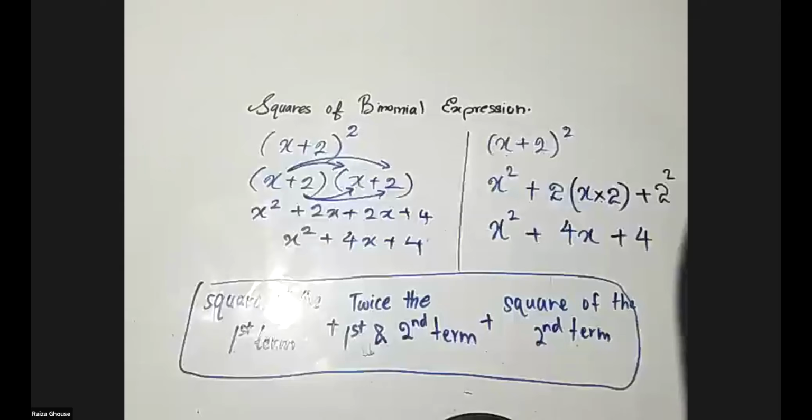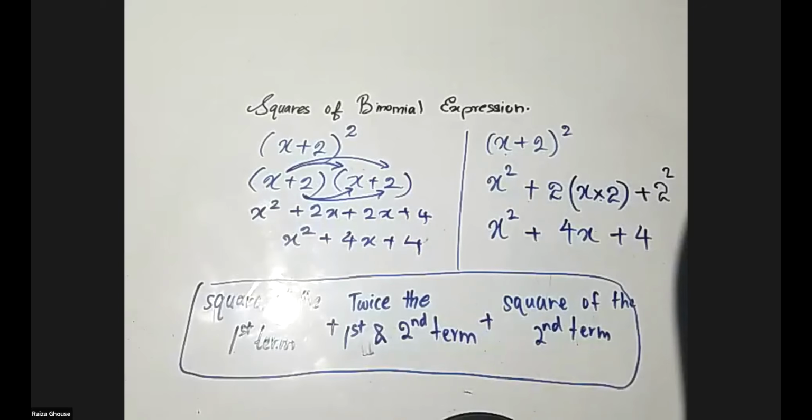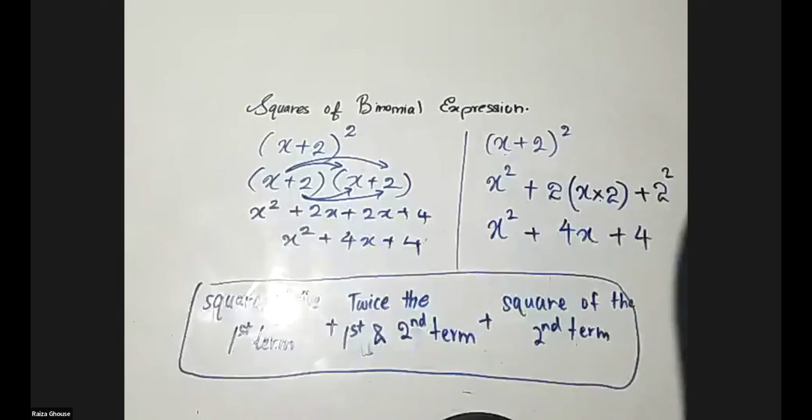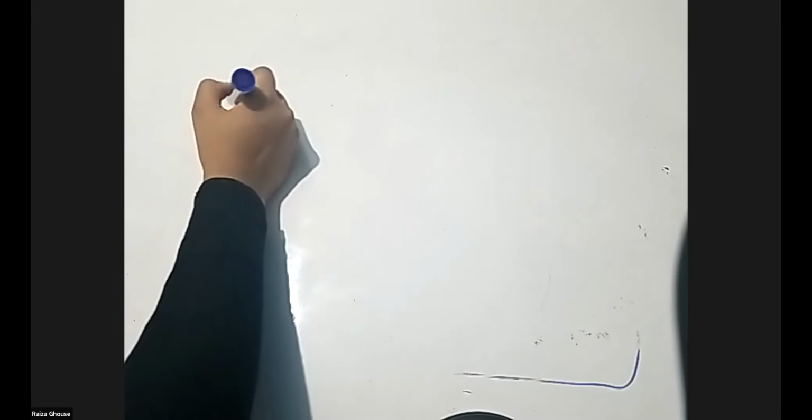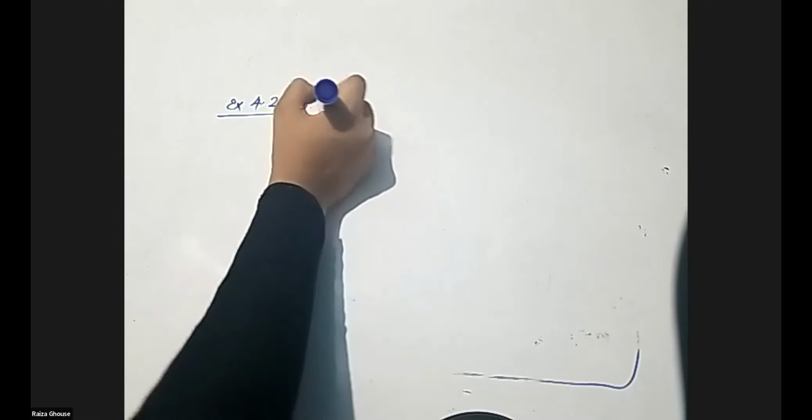Done. Right, now I'm going to take exercise 4.2, question number 2. A few questions I'm going to take to explain. Okay, examples I'm taking from there. So look at the board here. Exercise 4.2, question number 2.